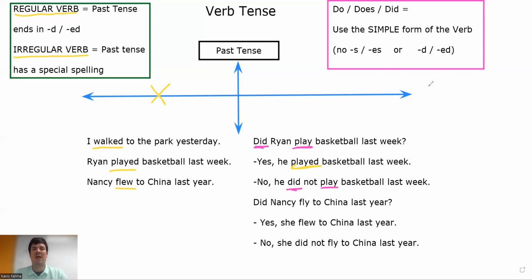The same rule applies to irregular verbs. Did Nancy fly to China last year? Yes, she flew to China last year. Or if you use the helping verb did, no, she did not fly to China last year. You use the simple form of the verb.